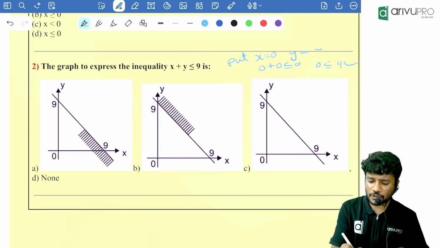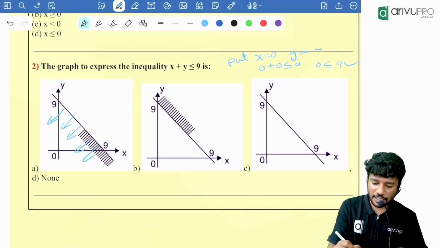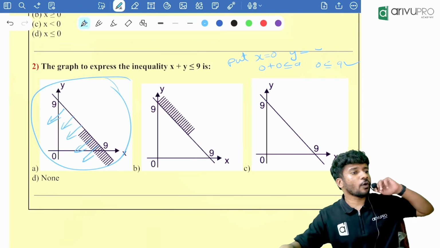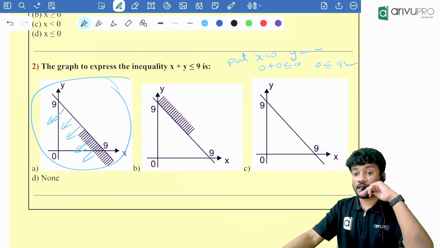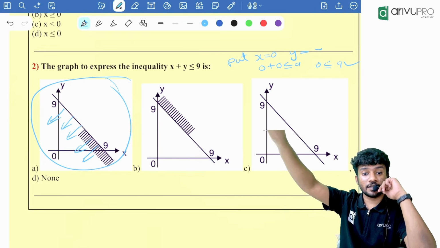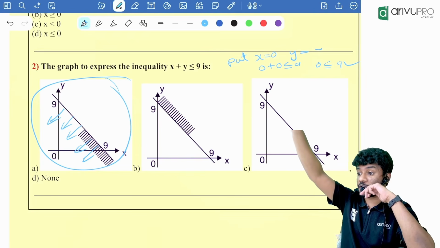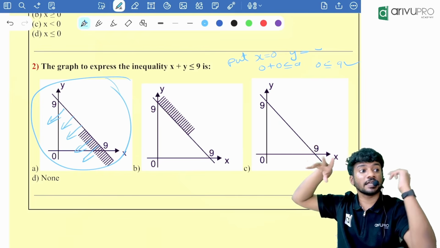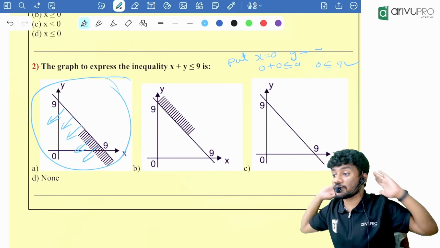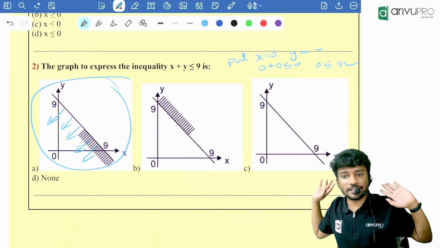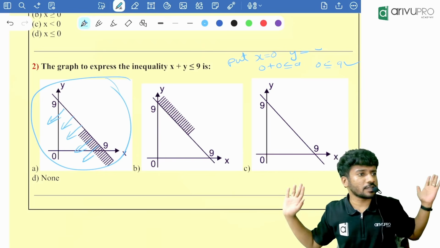That means the graph should be towards where? Towards the origin. So which option is the right answer, people? Option A is the right answer. I hope that everyone understood this. This is how they will ask the question. Sometimes they will put 2 graphs, sometimes 3 inequalities in the same line, sometimes 4 inequalities in the same line. They can ask it any way they want. Are you getting the point? Understood the method? Very easy question, very easy method.